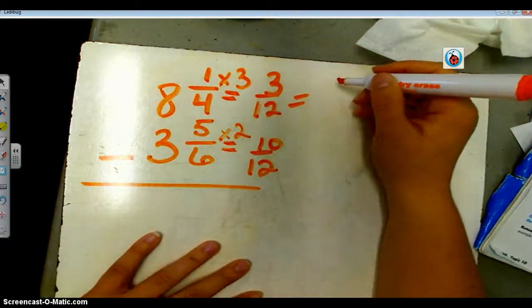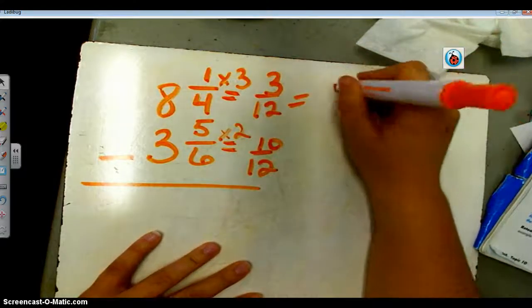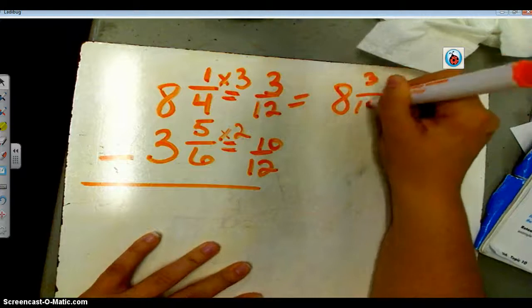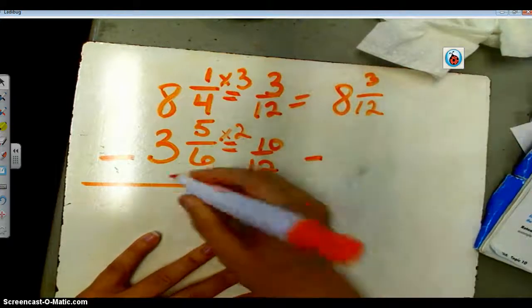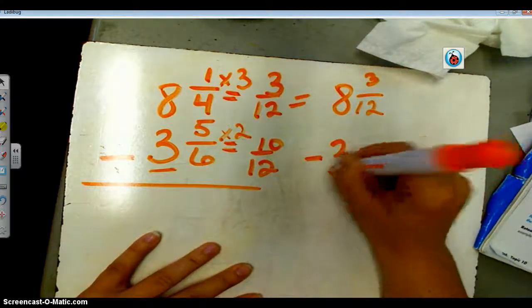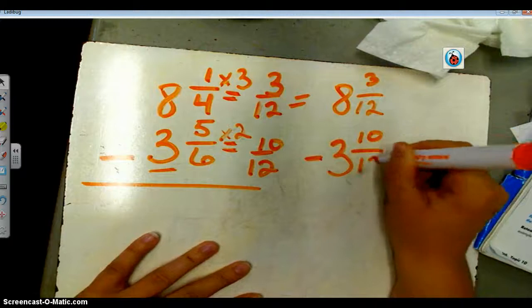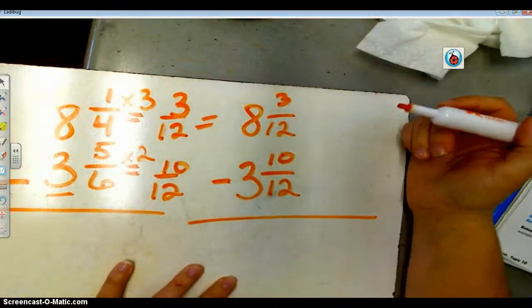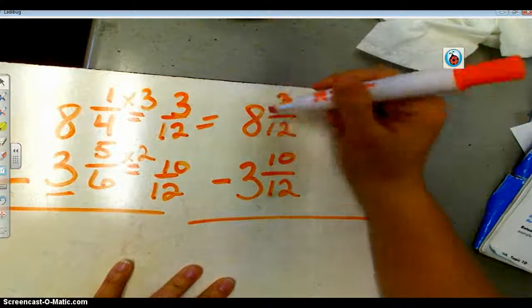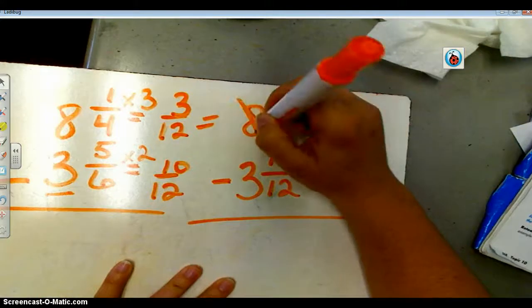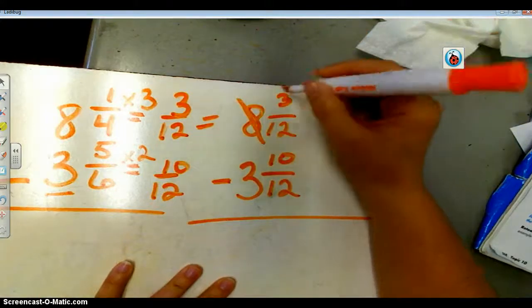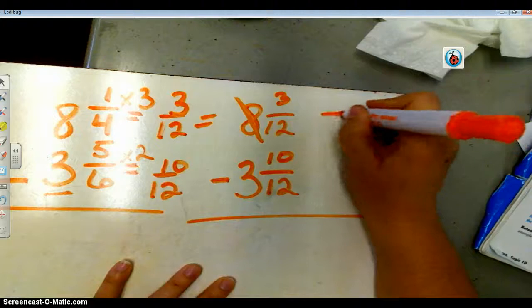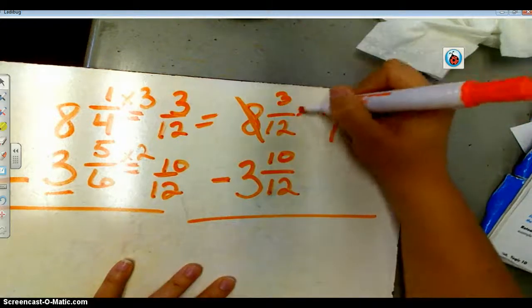Now I have 8 and 3/12 minus 3 and 10/12. Correct. What do I do with my 8 and 3/12? You got it. I have to regroup. I'm taking 1 away and I'm making this 7. Is that right? What am I adding to 3/12?